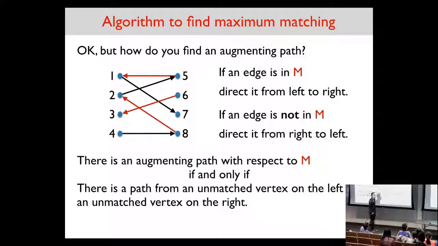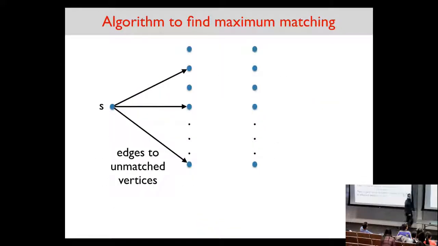And then you can show, and this is an exercise for you, that there is an augmenting path with respect to M if and only if there's a path from an unmatched vertex on the left side to an unmatched vertex on the right side. So in this case, the path would start from 4, go 4, 8, 2, 5, 1, 7. That's your augmenting path. This is an exercise for you to show. It's not hard to see this.